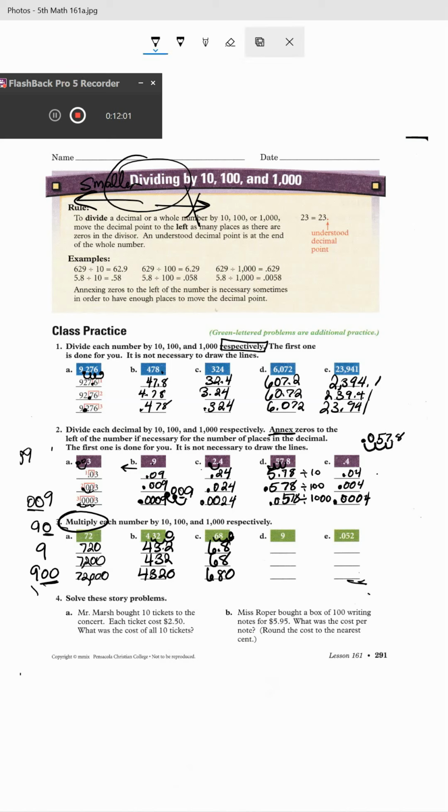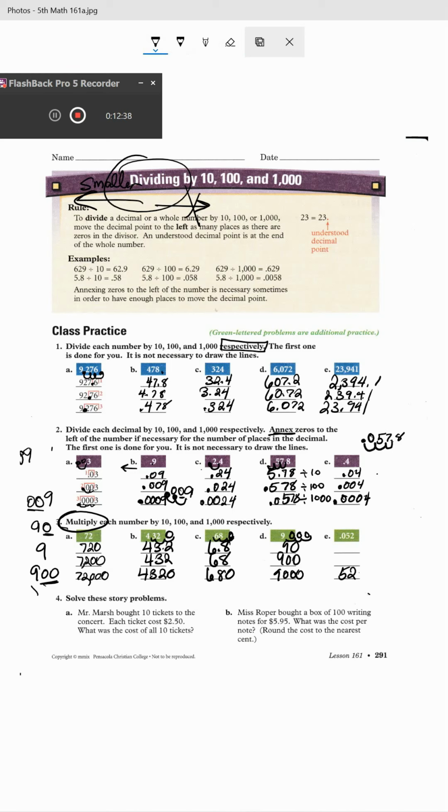9, let's multiply it by 1,000. Well, that's easy because you already know 9 times 1,000 is 9,000, right? And what you've done is you've moved that decimal over 3 times. All right, 0.052. What would that be multiplied by 1,000? Move it over 3 places. And don't write that 0 because now it's a whole number and you don't need that 0 in front of it.